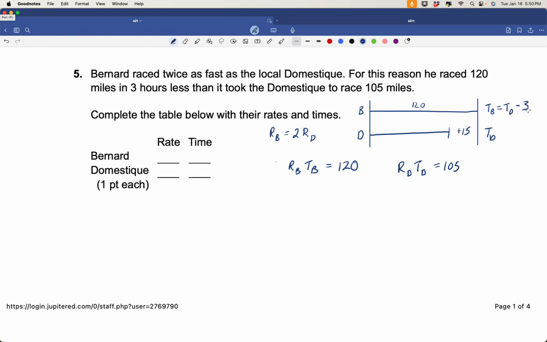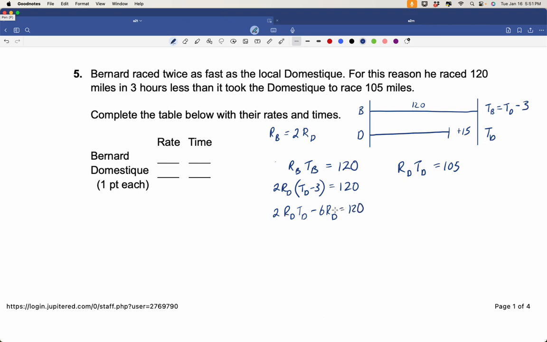And then we're going to use this here. So we have 2 times the rate of Domestique times the time of Domestique minus 3 is equal to 120. So if I multiply this, I get 2 times the rate of Domestique times the time of Domestique minus 6 times the rate of Domestique equals 120.